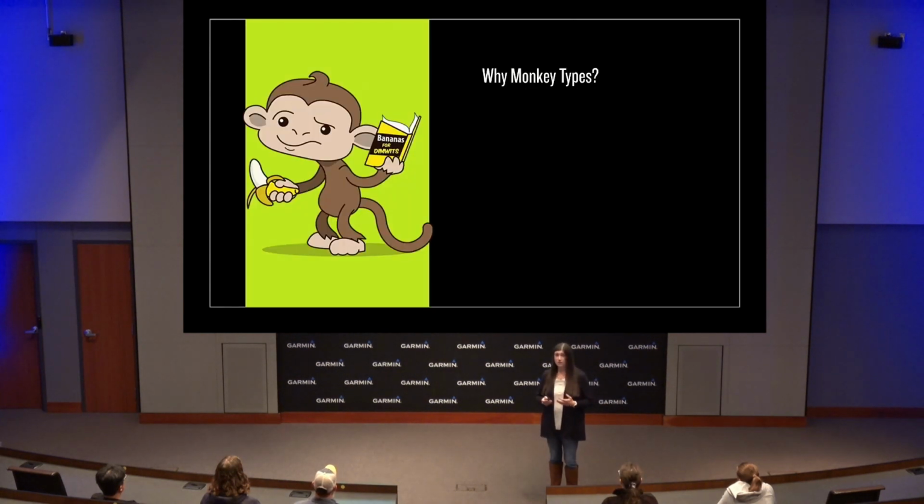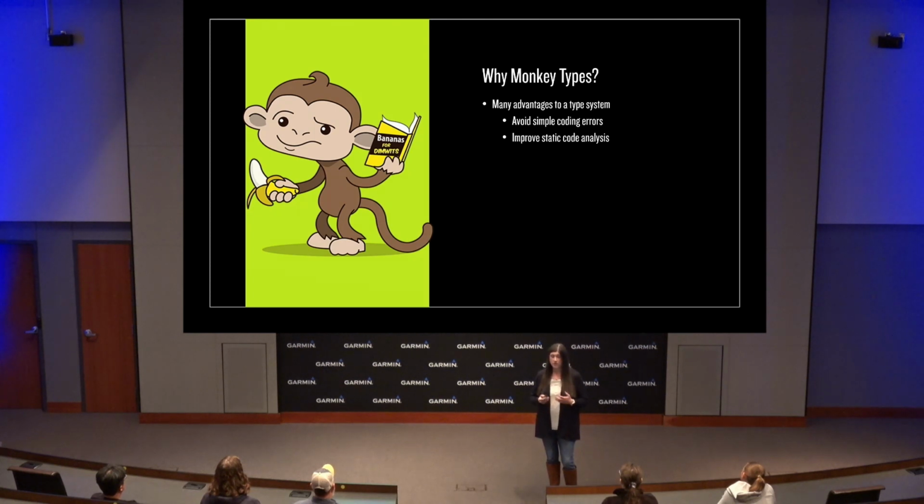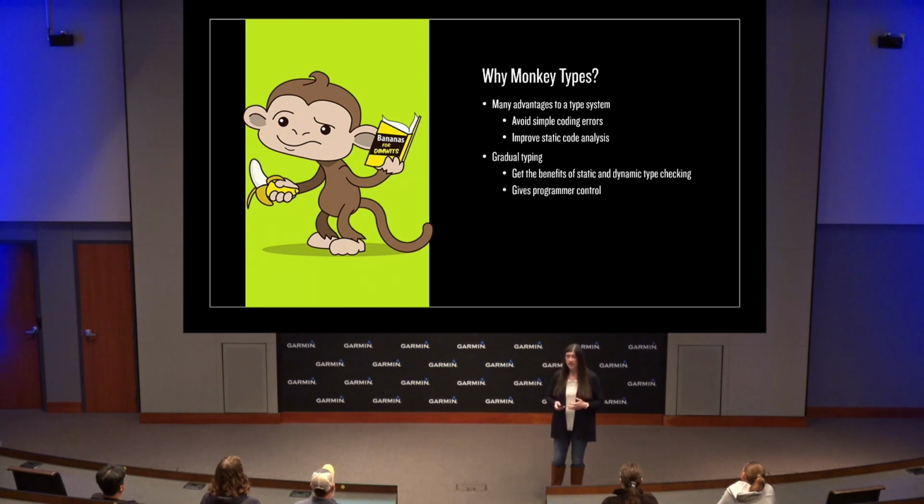There are many benefits to a dynamic language. However, a type system can also offer a ton of advantages, which range from just avoiding simple coding errors to providing a compiler with enough information to perform analysis it couldn't have done otherwise. Gradual typing provides the benefits of both static and dynamic type checking in a single language by allowing the programmer to control whether a portion of the program is type checked at compile time or runtime. The monkey type system is a gradual type system that gives you the ability to add compile time type checking to your Monkey See code.